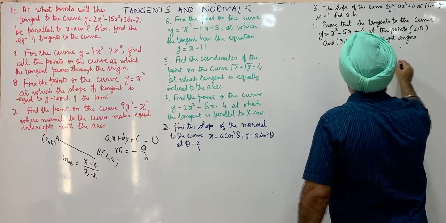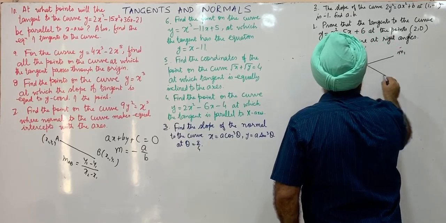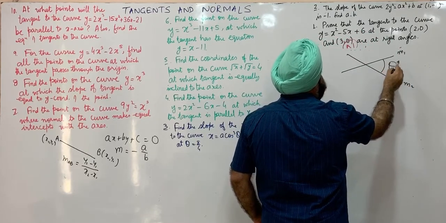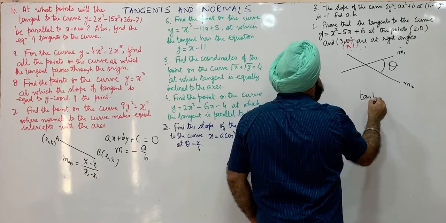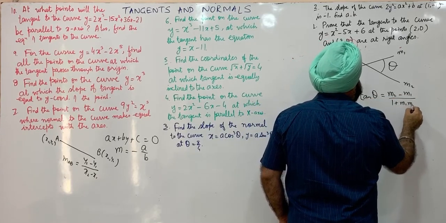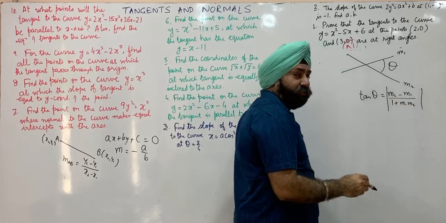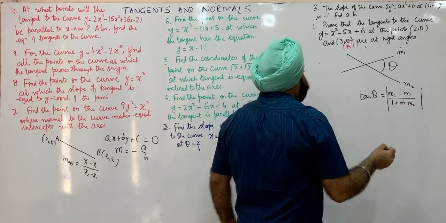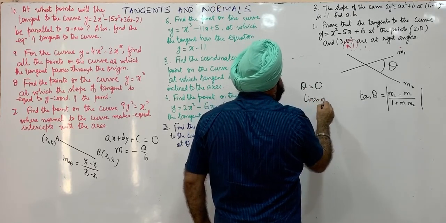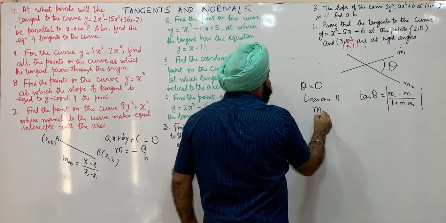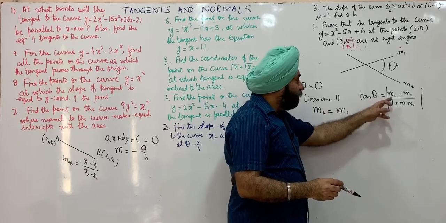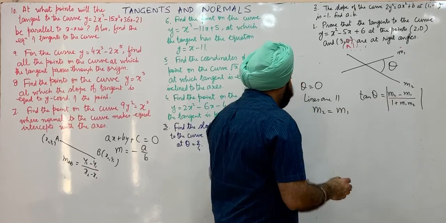In case we have two lines, one with slope m1, the other with m2, and theta is the angle between the two lines, then tan theta is given by m2 minus m1 upon 1 plus m1 into m2. This gives us the angle between two lines. So if theta is 0, lines are parallel, and in that case m2 will be equal to m1, because tan 0 is 0.